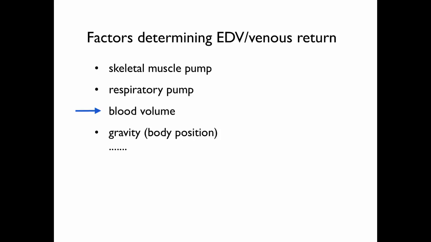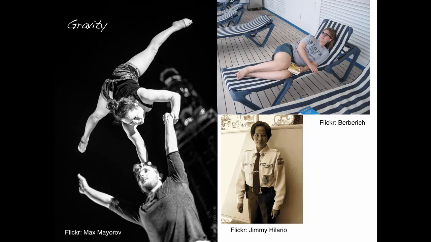Finally, let's have a quick look at gravity, or body position. So here I've got three different body positions. One head down, the other one supine, and the following one standing up. All of these different body positions are going to result in different venous return to the heart and will affect stroke volume.